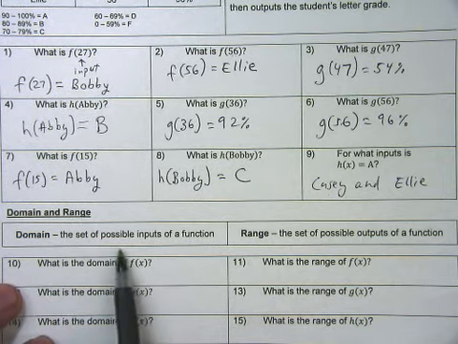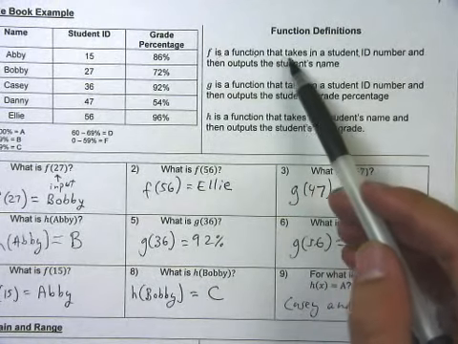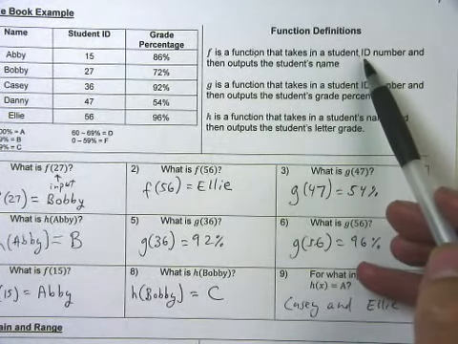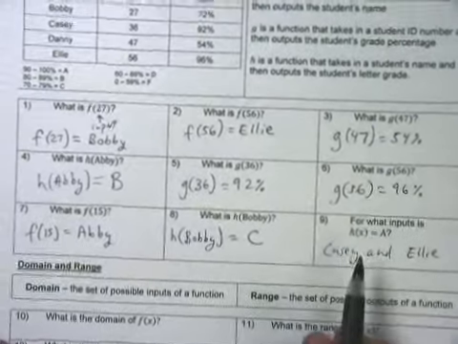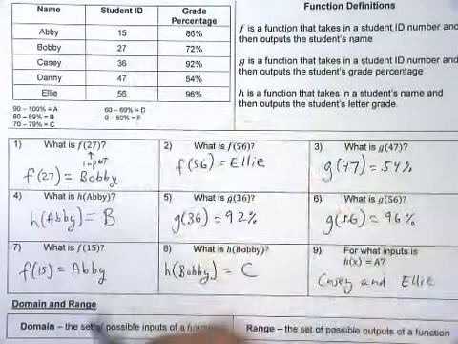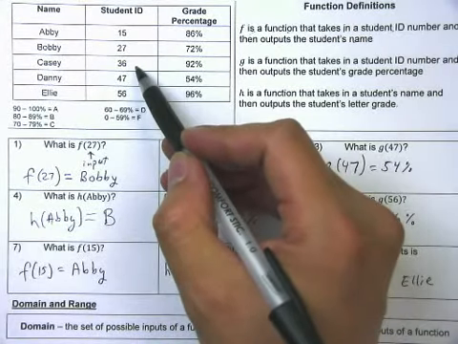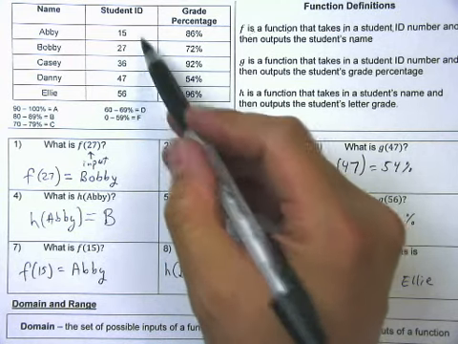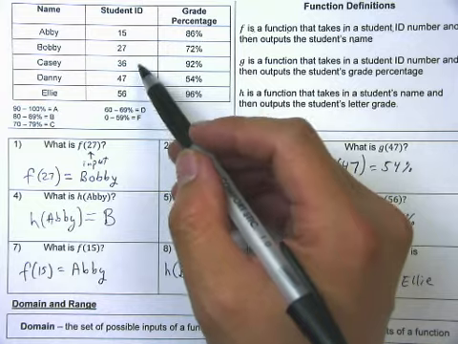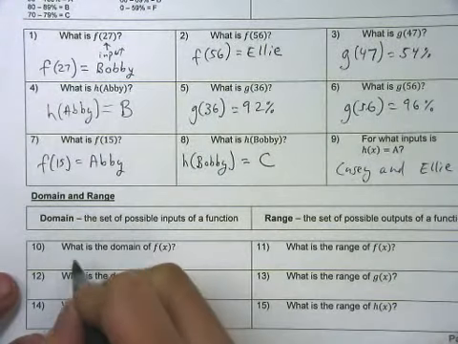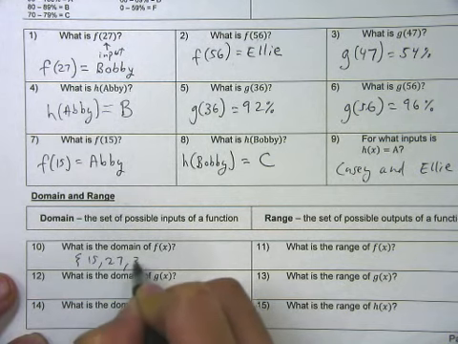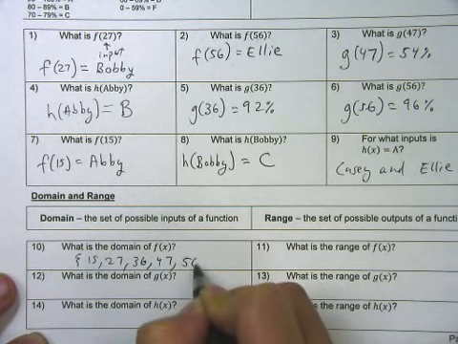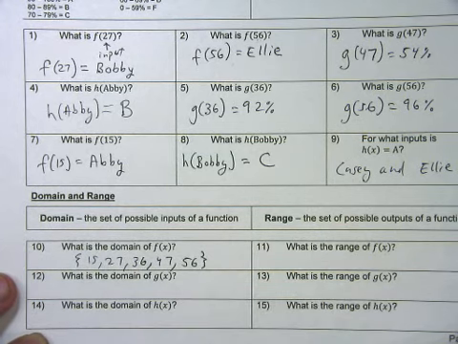Well, domain is the possible inputs of the function. Remember, f was a function that takes in student ID numbers. So the possible inputs, what are the possible things that we could have inputted? We could have inputted 15, 27, 36, 47, or 56. Those are the possible things that we could have inputted into f of x, so that would be our domain. We would just list those values: 15, 27, 36, 47, and 56. Those are the possible inputs.